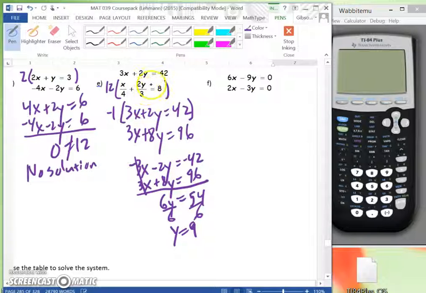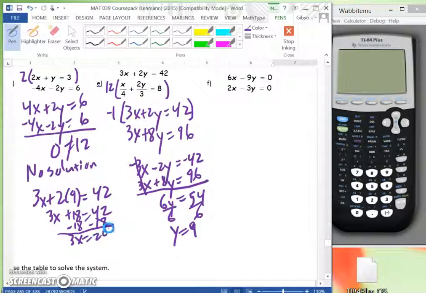So we'll go back to one of the two original equations. I would think that we probably would use the top equation. So I'm going to write that over here. We have 3x plus 2 times 9 equals 42. So we have 3x plus 18 equals 42. Subtract 18 on both sides. 3x equals 24. Divide each side by 3, and x is 8. So our ordered pair is 8, 9. That is our final answer.